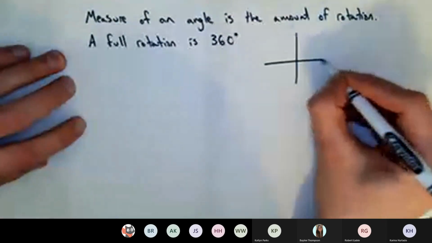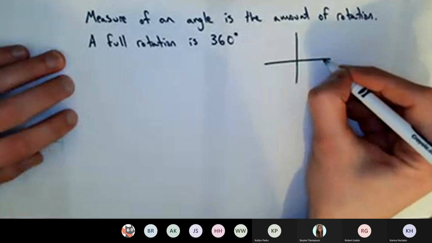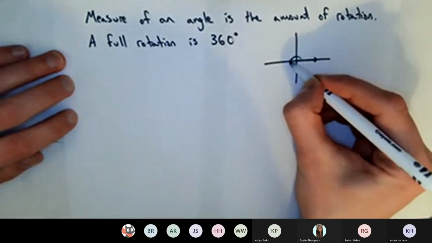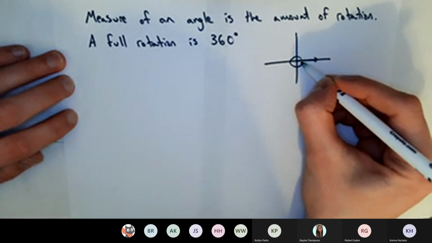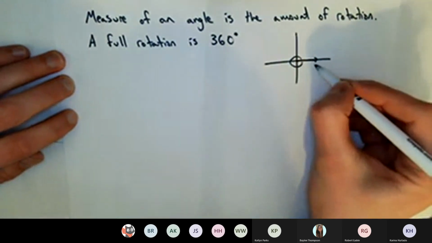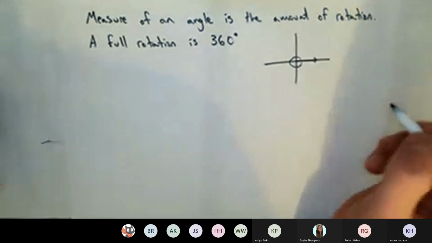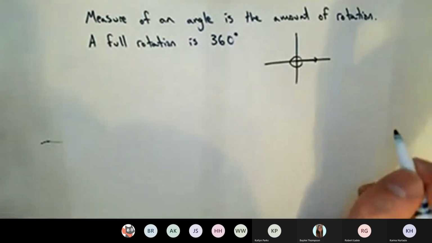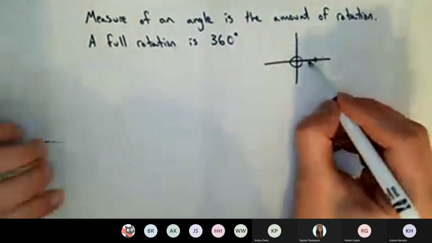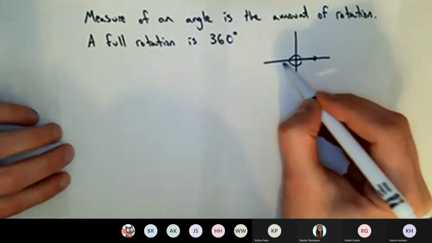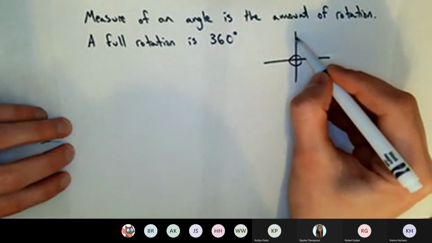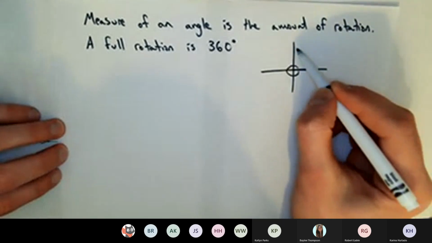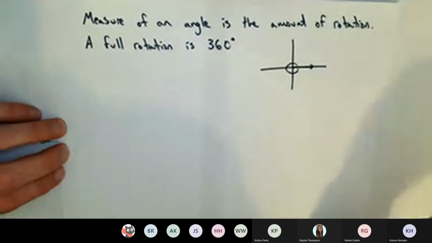So if I have some angle with an initial side on the positive x-axis and it goes all the way around back here and it ends on the positive x-axis, then that would be a 360 degree angle. A half rotation, just turning around, is 180, and of course right there would be a 90 degree angle, right? A right angle. If it moves from here pointing straight up, that would be 90 degrees.